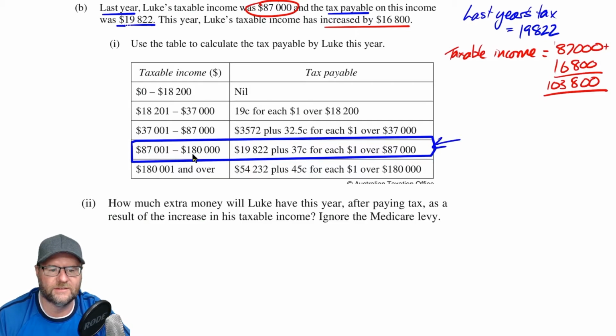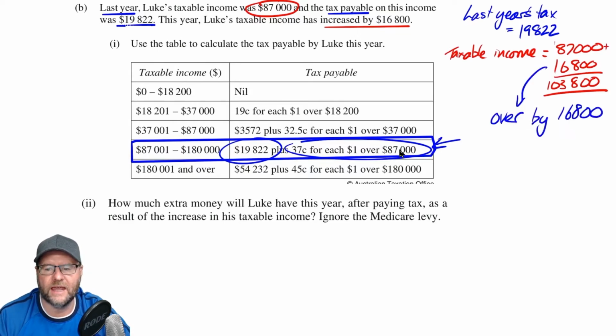So that puts him well and truly in this bracket here, right? It's between 87 and 180,000. So that means there's two parts. Remember, when we work out these tax calculations, there's the lump sum piece at the front, and then the second bit depends on how far over the threshold they are. The threshold here is 87,000. How far has he gone over that? Well, it's 16,800.